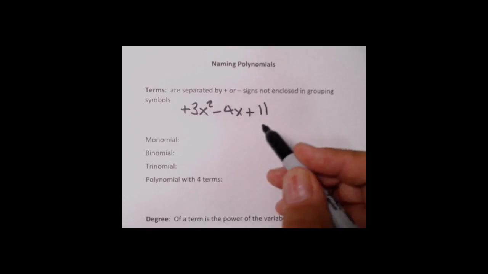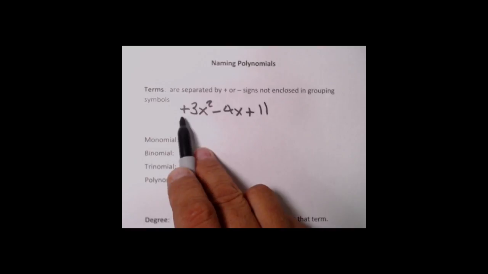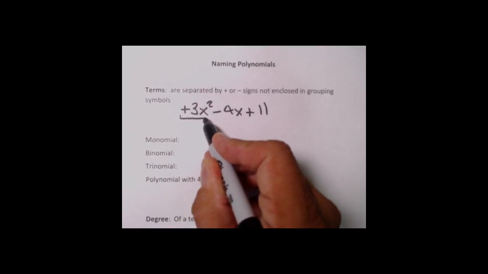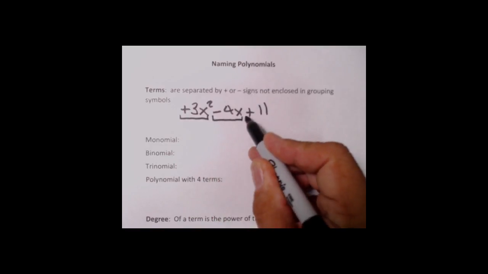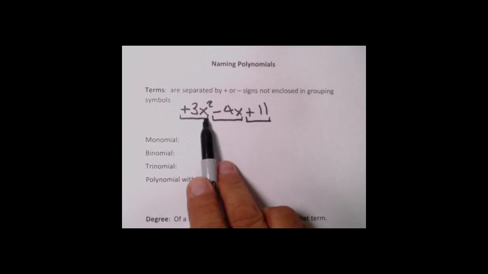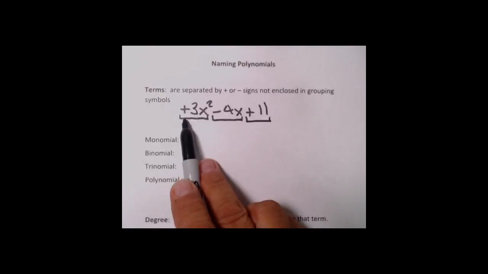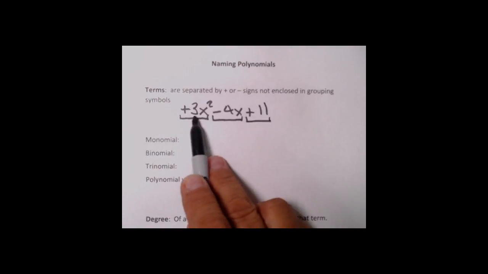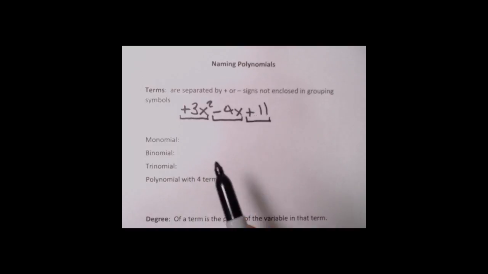By the way, the thing to remember is the sign goes with the guys behind it. Here's one term, here's the second term, and here is the third term. So there would be a total of 3 terms in this polynomial. The coefficient of the center term is negative 4, the first term is plus 3, and the constant term in the end is plus 11.